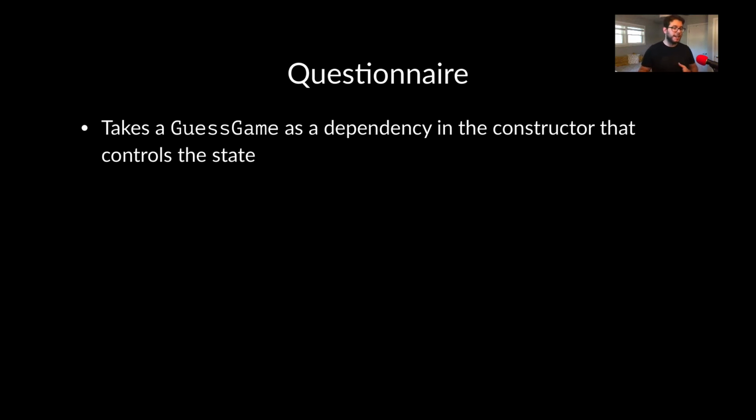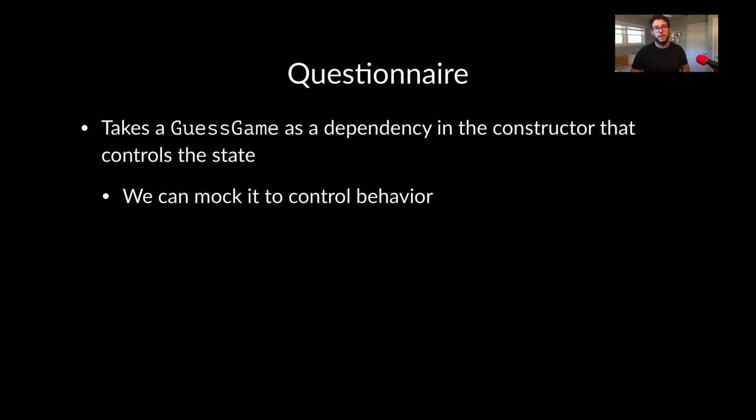For the questionnaire object, it takes the guess game as a dependency in the constructor, but we're actually gonna use the guess game to determine the state of the questionnaire, right? We could be loading the first question or the second or the third one, and based on which one we're loading, we're gonna show something different on the screen, or we're gonna show the final score. In this case, because that guess game dependency has behavior, what we're gonna do is mock it. We're gonna control its behavior. We're not gonna let the implementation details of the guess game be in our test for the questionnaire.